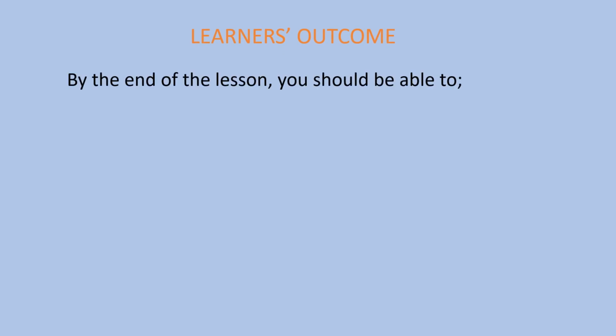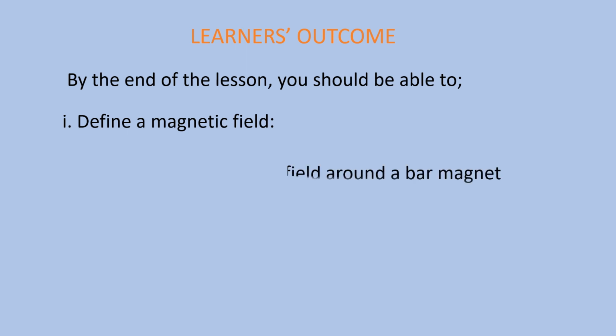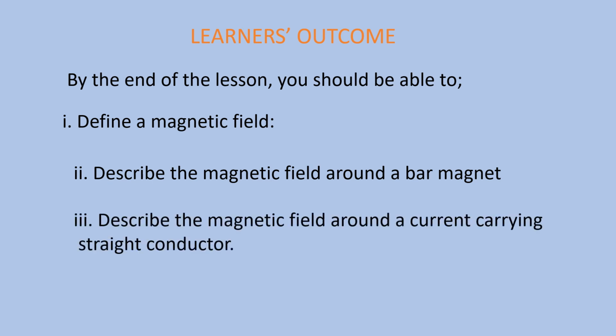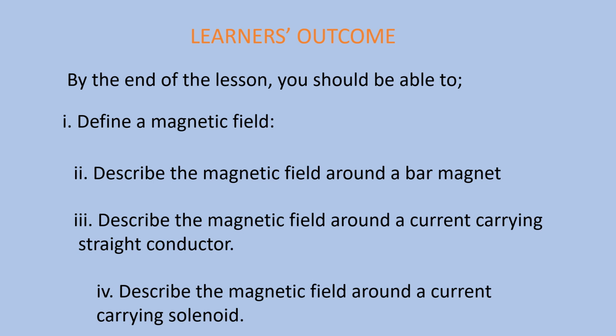Learning outcomes. At the end of the lesson, you should be able to define magnetic field, describe the magnetic field around a bar magnet, describe the magnetic field around a current carrying straight conductor, describe the magnetic field around a current carrying solenoid.